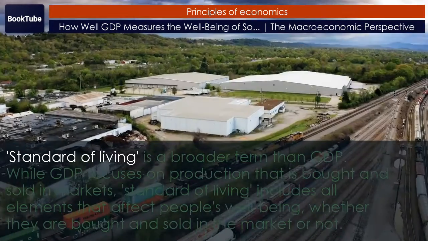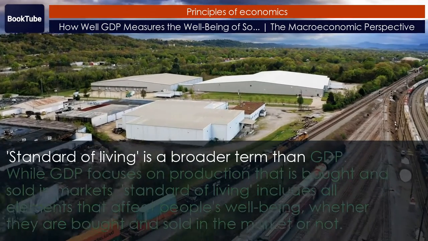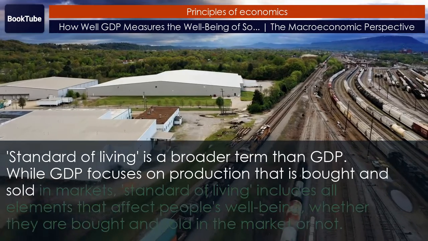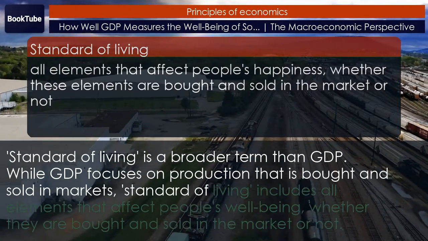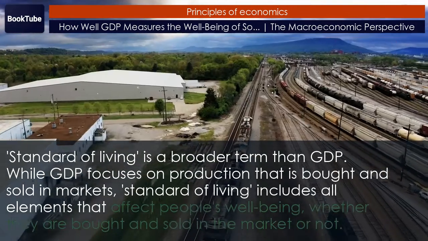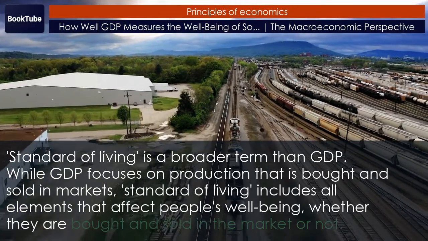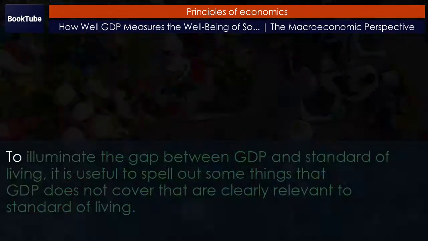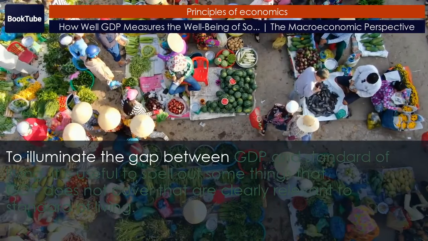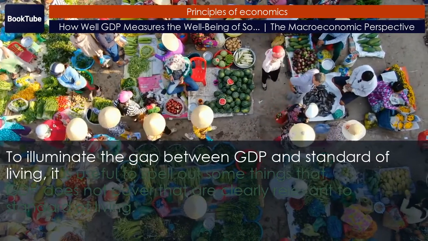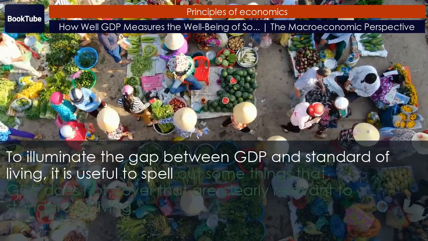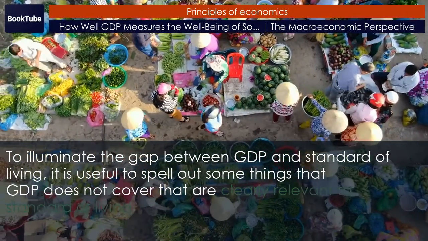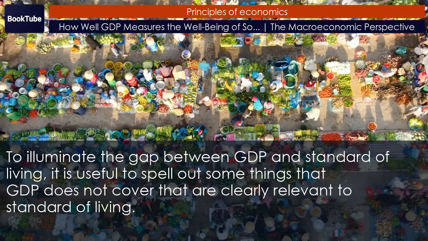Standard of living is a broader term than GDP. While GDP focuses on production that is bought and sold in markets, standard of living includes all elements that affect people's well-being, whether they are bought and sold in the market or not. To illuminate the gap between GDP and standard of living, it is useful to spell out some things that GDP does not cover that are clearly relevant to standard of living.